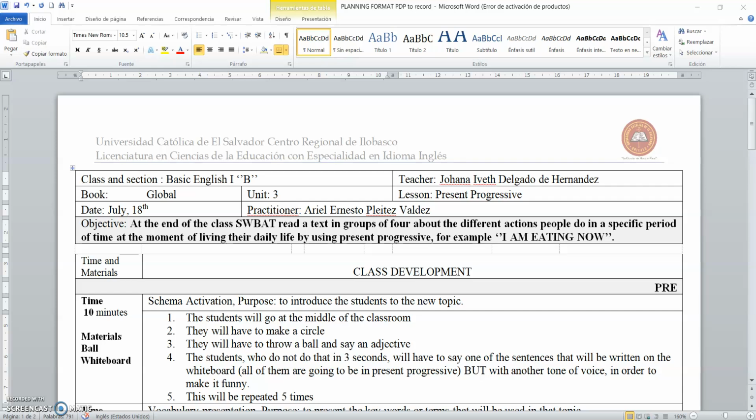And the lesson, in this case, is present progressive. And the practitioner is me, Ariel Ernesto Pleite Valdez. I'm going to read the objective for you. It says that at the end of the class, students will be able to read a text in groups of 4 about the different actions people do in a specific period of time at the moment of living their daily life by using present progressive. For example, I'm eating now.